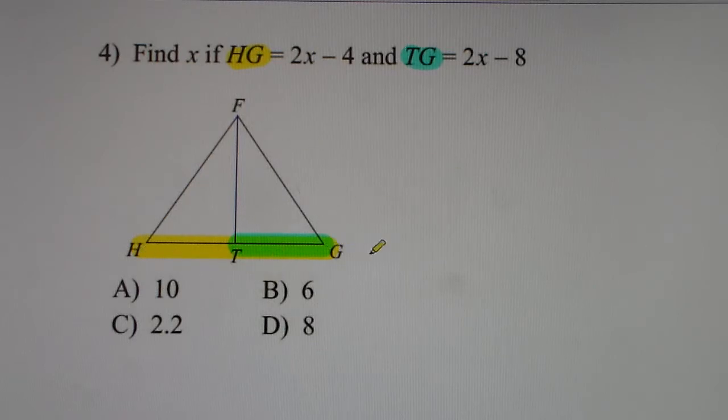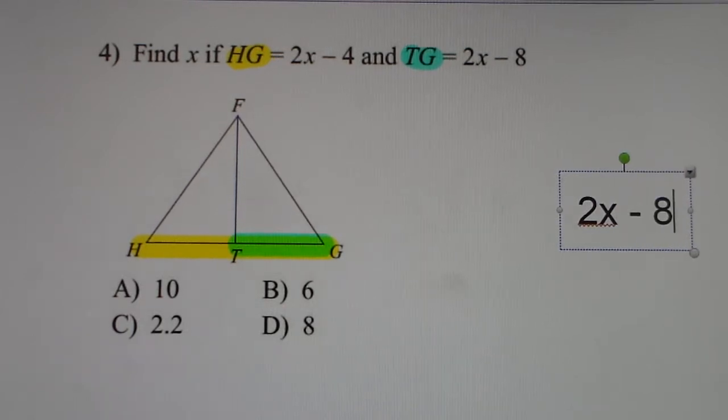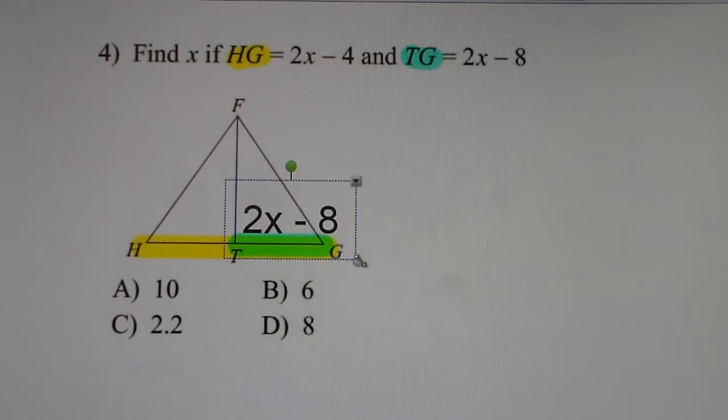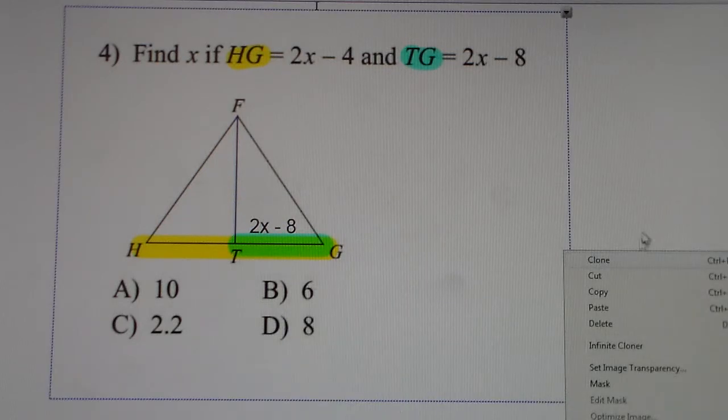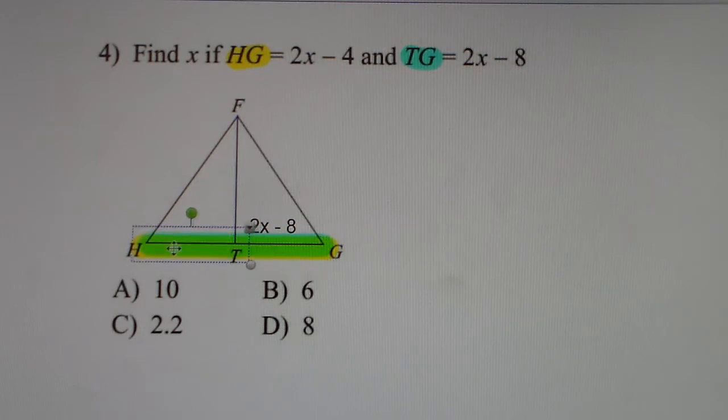Now, when you're given a whole entire thing, like you have here in HG, that entire line is 2x minus 4. TG, which is just half, is 2x minus 8. So the little guy is 2x minus 8. In order for the little guy to be equal to the big yellow guy, it's going to have to double. AKA, you're going to multiply that small guy by 2, like we discussed in class.